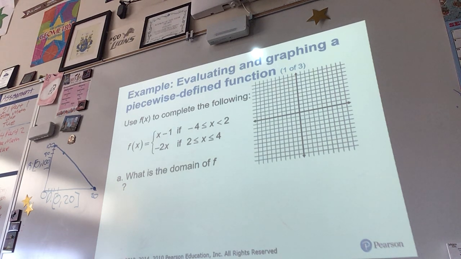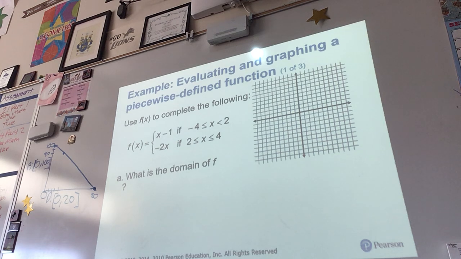Anything less than -4 and anything bigger than +4 has no place. So we can't graph it. It'll be undefined. If I tried to plug 7 into this, I couldn't, because there's no rule that tells me what happens at anything bigger than 4.